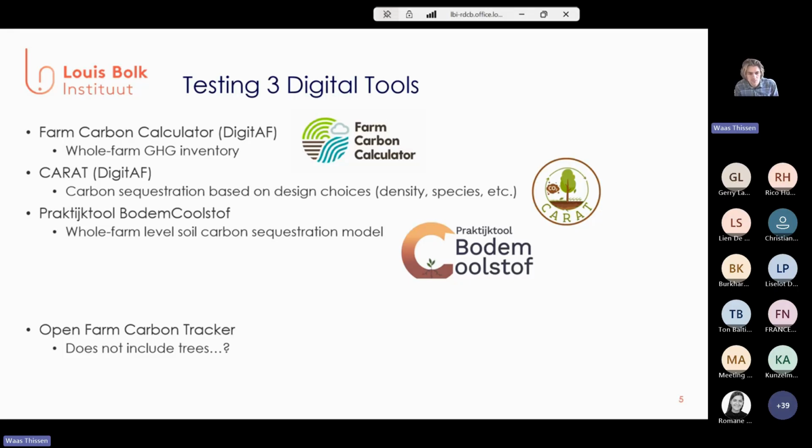It's called the praktijktool bodemkoolstof. It's a Dutch developed tool, and that's for whole farm level soil carbon sequestration. This was developed by Wageningen Environmental Research, and also our institute. We contributed a lot in a research project.